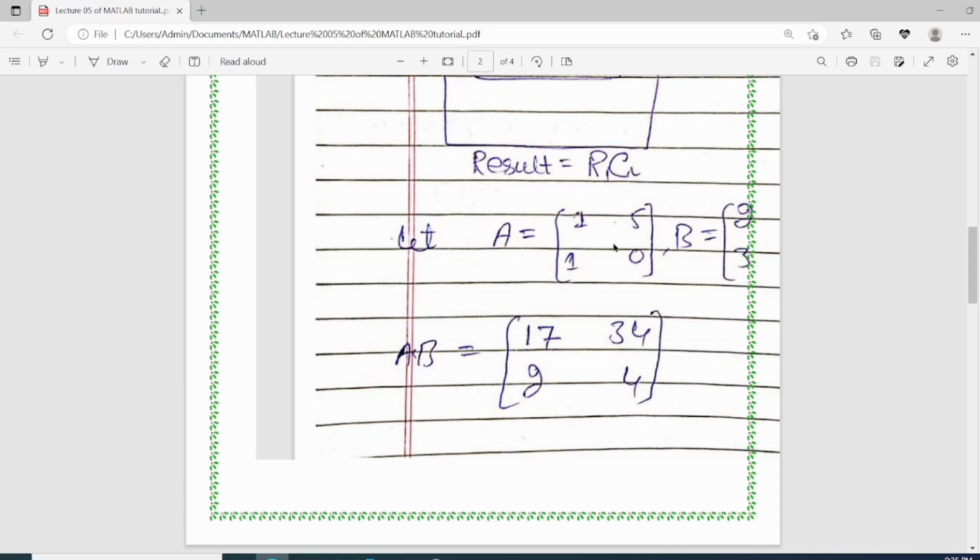So let A be equal to 1 5 1 0 and B be equal to 2 4 3 6. That's the general multiplication. The result will be 17, 34, 2 and 4. 1 multiply 2 is 2, and 5 multiply 3 is 15. So 15 plus 2 is equal to 17. Similarly 34, and 2 and 4. So this is a general practice.